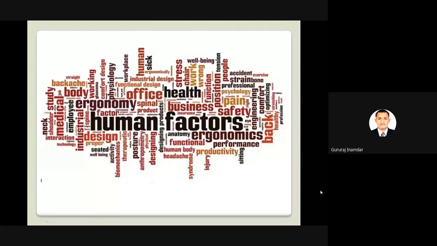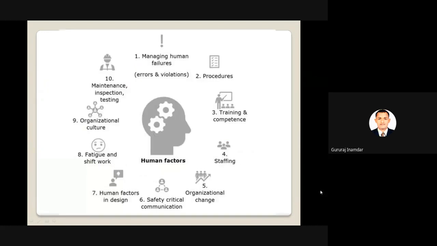Human factors are there. Which factors are there? A lot of factors are there, and we will discuss only the important factors. So the first human factor is managing human failure, error or violations. What are the important human factors in management? The first factor is managing human failures. These are the qualities of a leader, so we can discuss that under the heading of leadership.